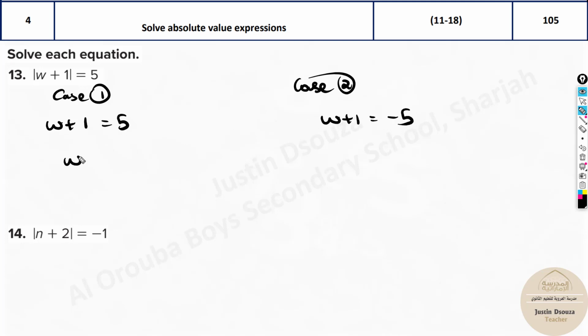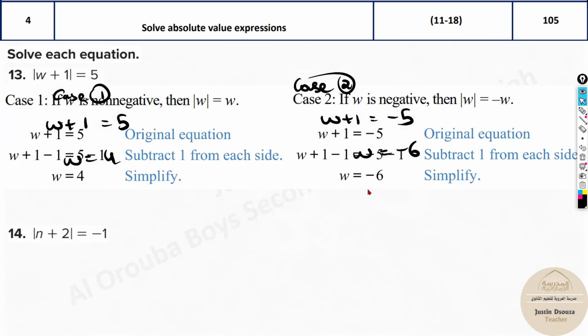Now solve it. W equals, it goes to the other side, 4. W equals minus 6. These are the 2 options. These are the 2 correct answers, 4 and minus 6.